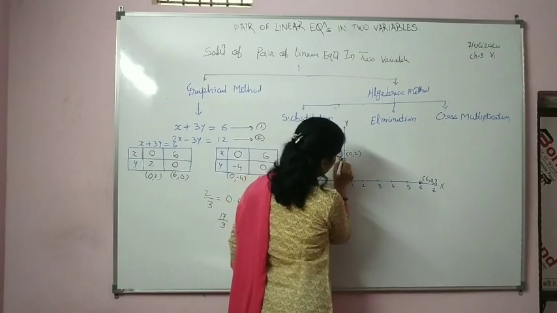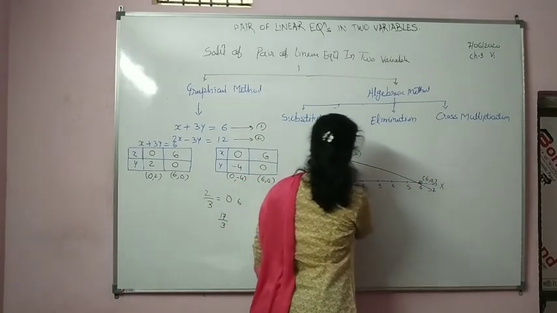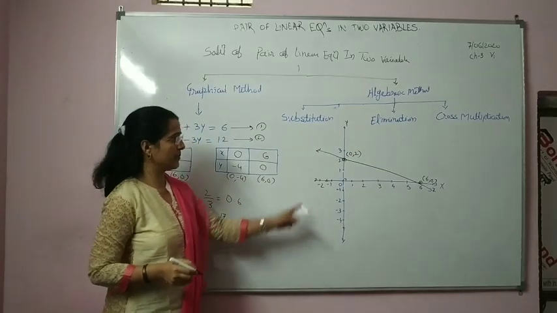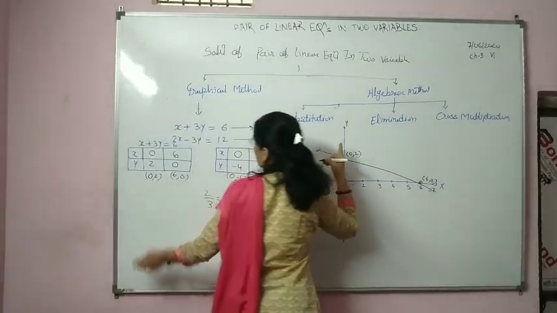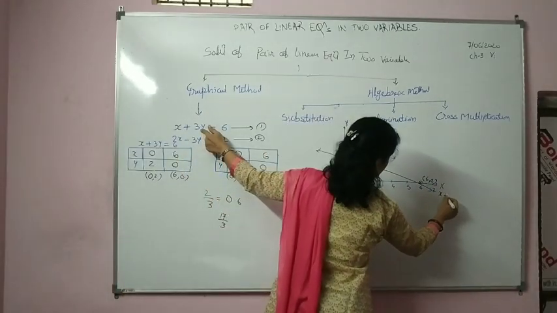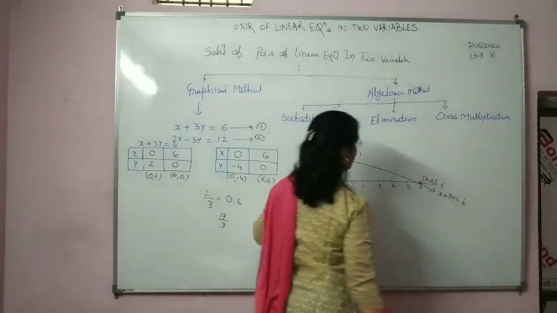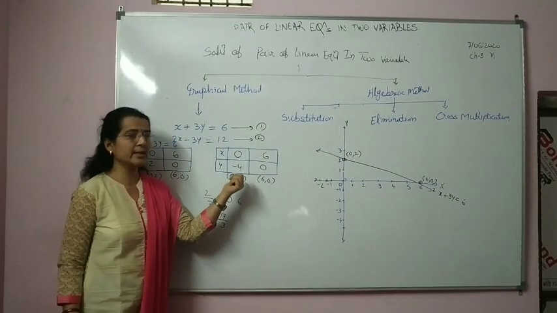Just draw the line passing through both the points. So this is the line which passes through both the points. And the equation of this line is x plus 3y equals to 6. That is the equation of the line.